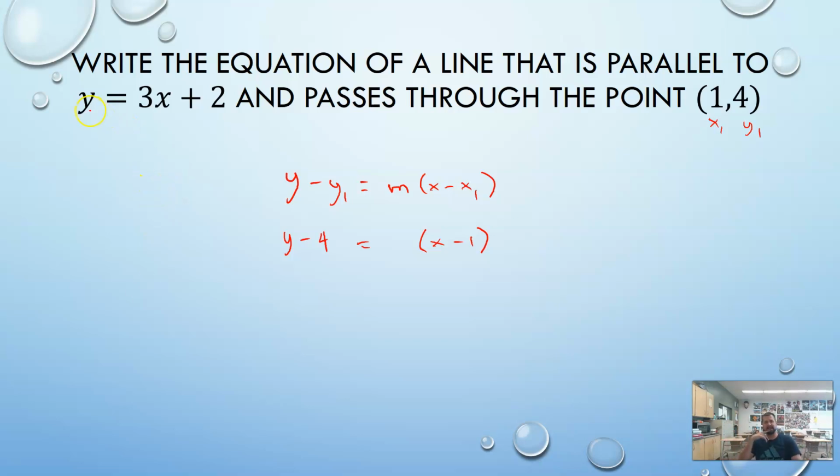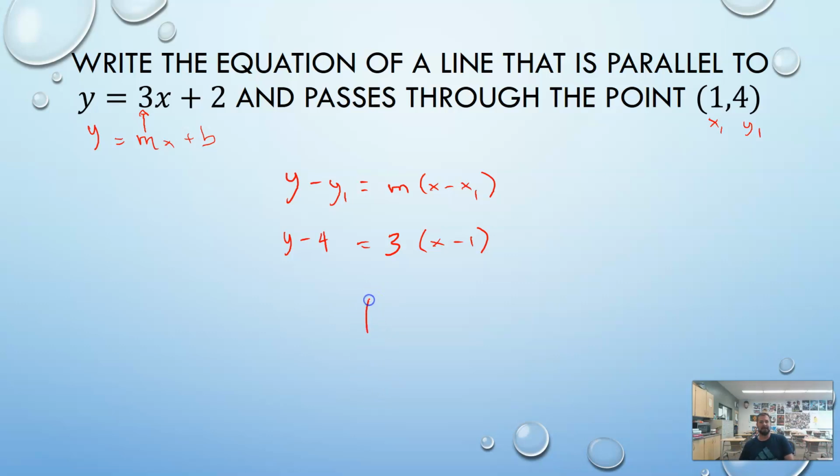Well, notice that this is y equals 3x plus 2. That's like y equals mx plus b. If that's the case, then the m right there is just the number that is in front of the x, so that number is 3. Now, you might be saying to yourself, why do I care what the slope of that line is? Well, if two lines are parallel to each other, then if the slope of this line is 3, then the slope of the line that we're writing the equation for must be 3 as well. Otherwise, those two lines aren't parallel, because that's what it means for two lines to be parallel. They have the same slope.